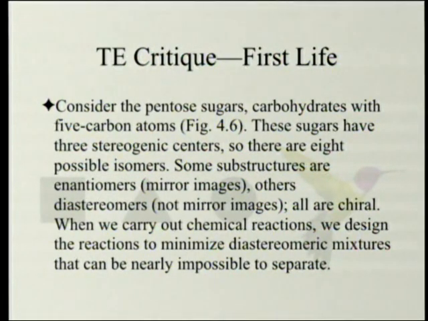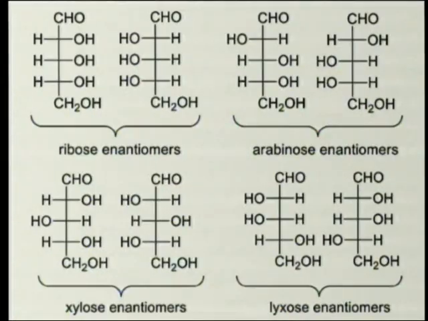These sugars have three stereogenic centers so that there are eight possible isomers. Some substructures are enantiomers, or mirror images, others diastereomers, not mirror images. All are chiral, handed. When we carry out chemical reactions, we design the reactions to minimize diastereomeric mixtures that can be nearly impossible to separate. And here's the complete set of sugars.